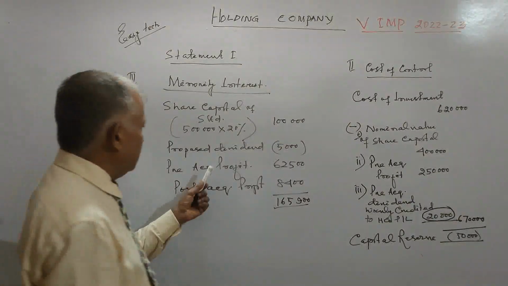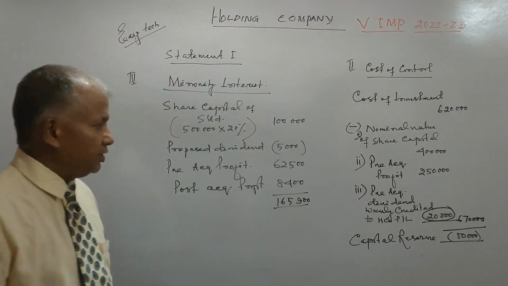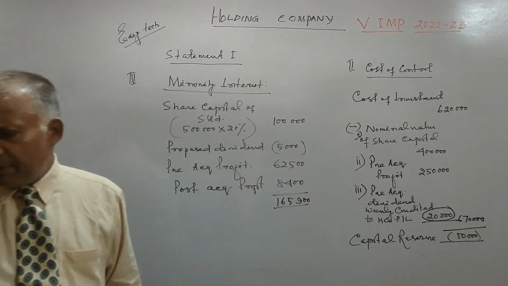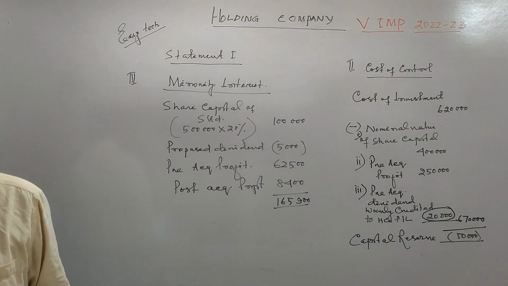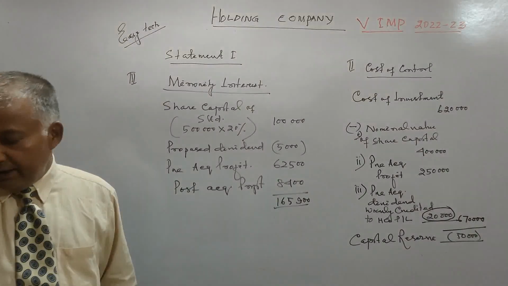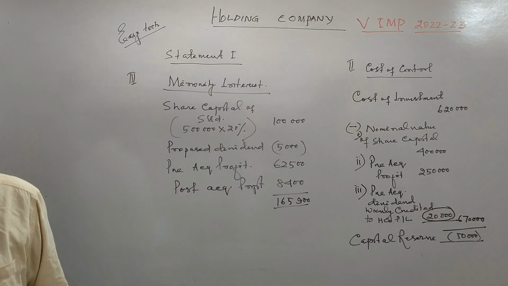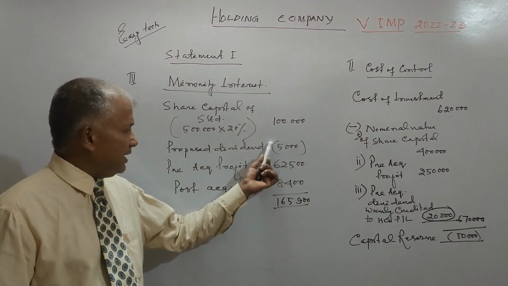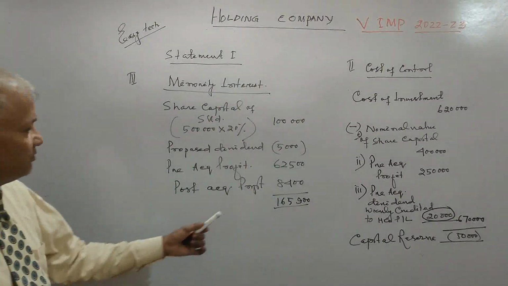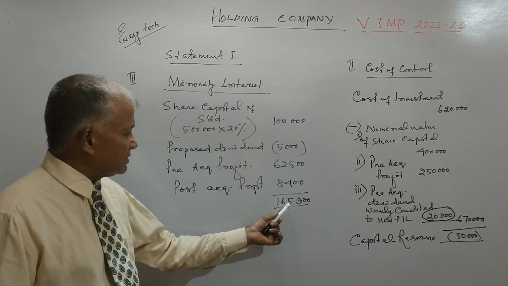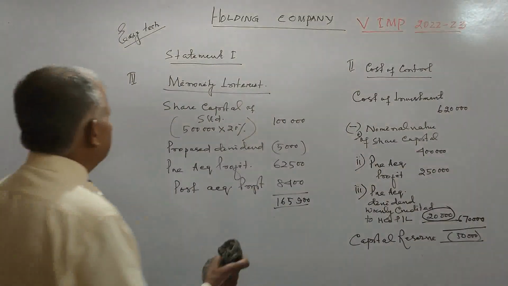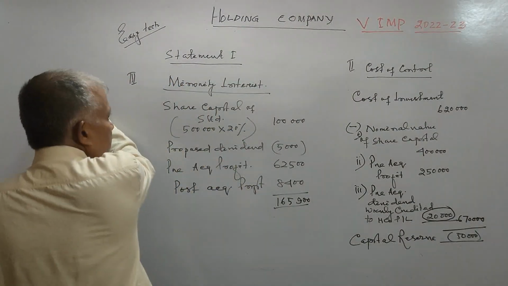The total is 1,65,900. This proposed dividend has been given in the adjustment. We will show that dividend separately. Therefore, we have deducted the dividend here and it comes to your 1,65,900. Then we will come to your statement 4.